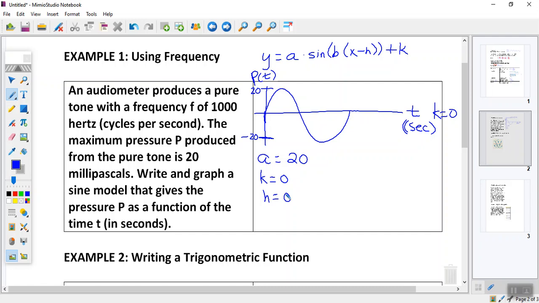Well, then we have to come up with a B value, don't we? Here's the new part. It says there's a frequency of what? 1,000. Okay, frequency is going to be new. There are 1,000 cycles per second. So what this tells me, kids, is this: the frequency by formula now is not 2 pi over b, but it's a reciprocal, b over what? 2 pi. Okay, and what are you going to replace that frequency value with? 1,000.